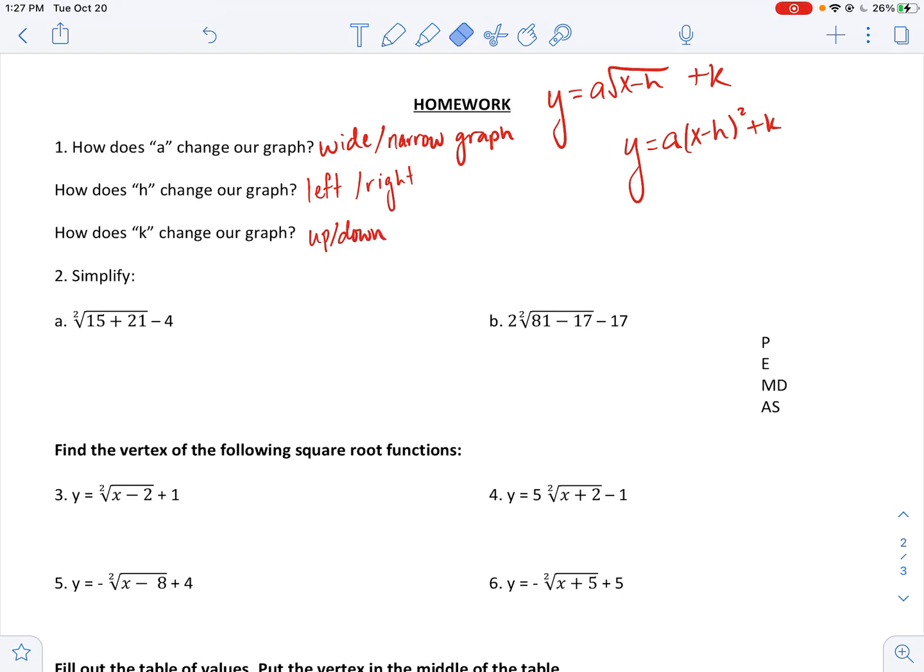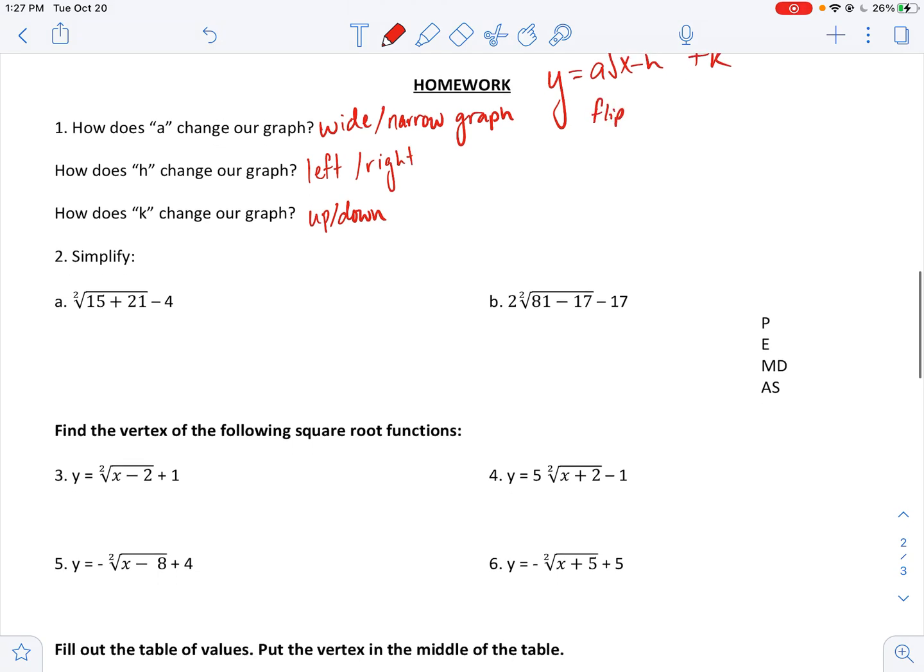A also flipped our graph. So A could also flip that parabola. Now simplifying, remember, we're going to do what we see in the parentheses first, so in the square root first, and then do your multiplication, division, and then do your addition, subtraction. We're following our PEMDAS.